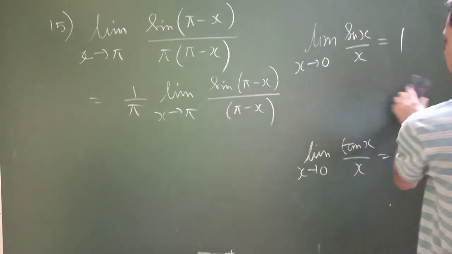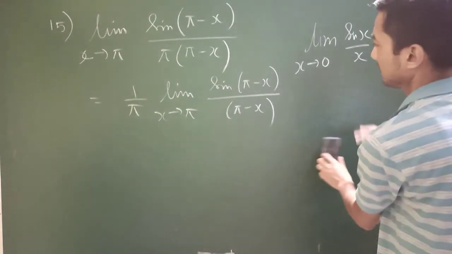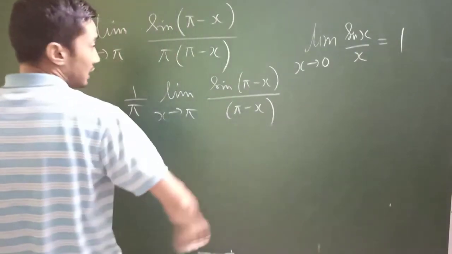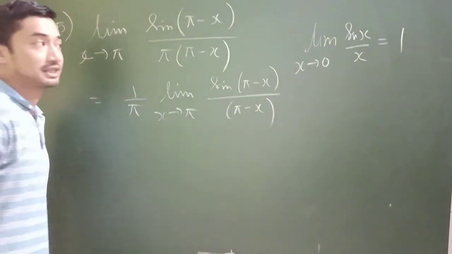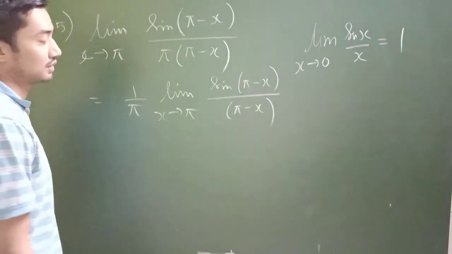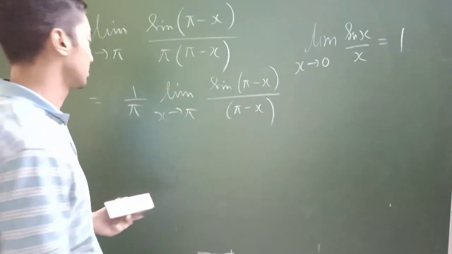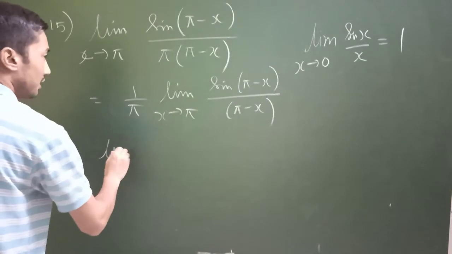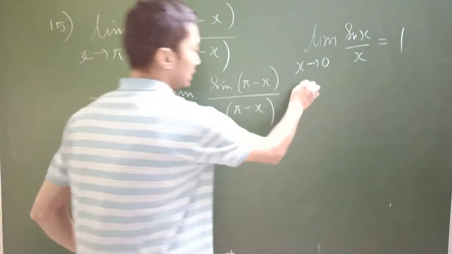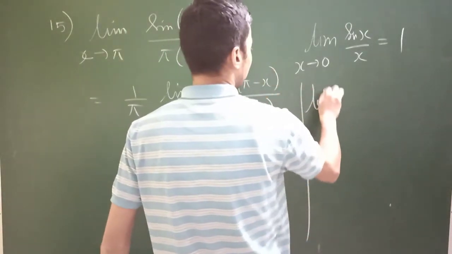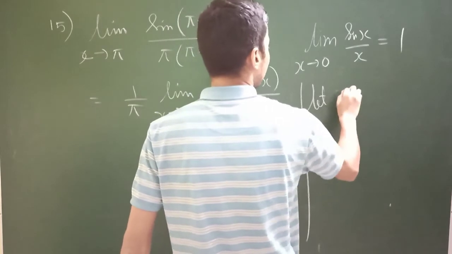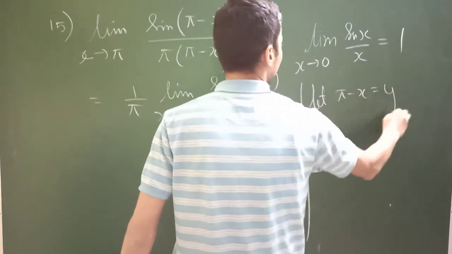So here in this question, we will be using this particular theorem. Now for that, x tends to 0, as we can see there. But here it's x tends to pi, it's not 0. So what I'll do is, maybe I'll make a small substitution. I'll just do it here. So let pi minus x be equal to y.